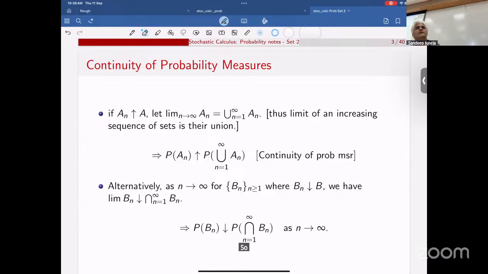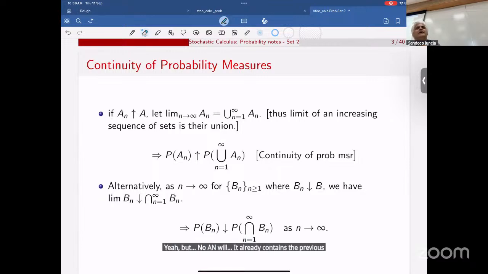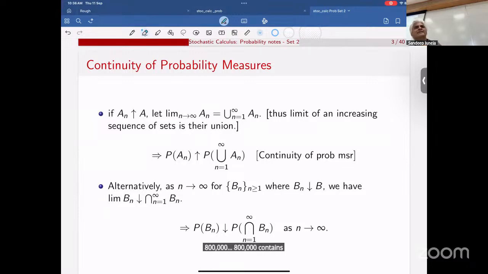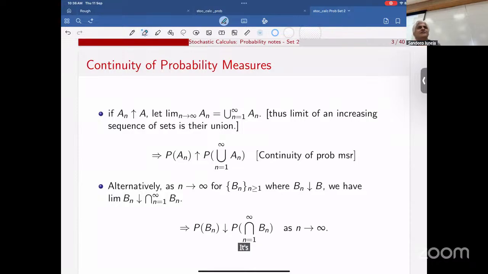So then, why does union matter? An will contain all previous things anyway. So why do you take the union? No, but you want to have a union which contains all the An. Yeah, but no, An already contains the previous guys. A 10,000 contains the previous ones, but it doesn't contain A 100,000. A 800,000 contains the previous ones, but it doesn't contain what happens later. So you need an idea of something which contains all of these sets. It's a very natural notion. I don't get why not An where n goes to infinity. Why do we need the union?